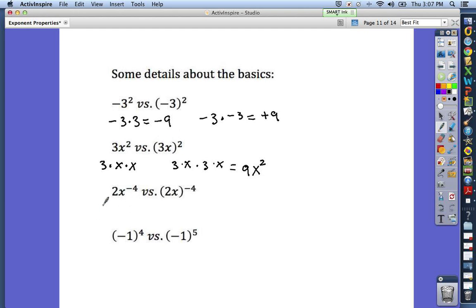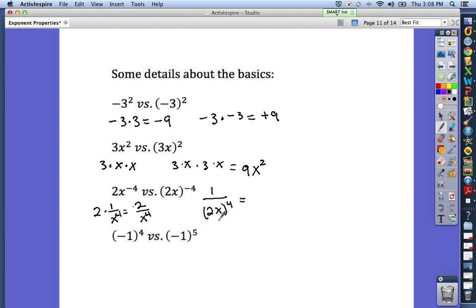In our next example, 2x to the negative fourth, it's only a power of the x. So this problem really means 2 times 1 over x to the fourth, which could be written as 2 over x to the fourth. That's different than the quantity 2x raised to the negative fourth, because the quantity 2x to the negative fourth would be 1 over 2x, the quantity still, raised to the positive fourth power.